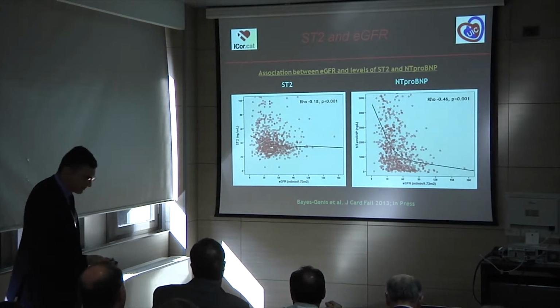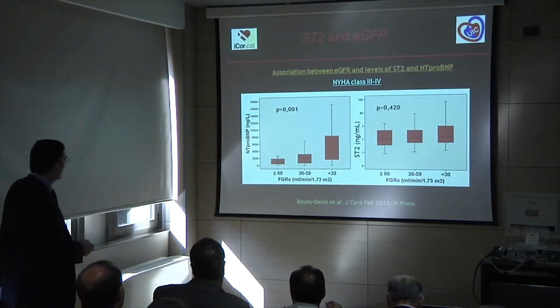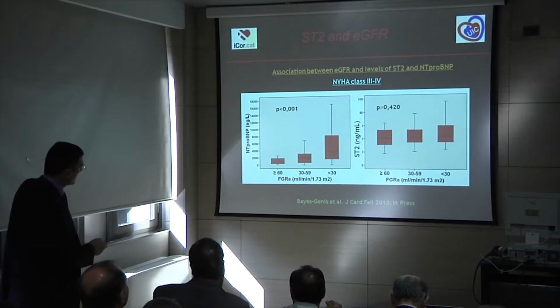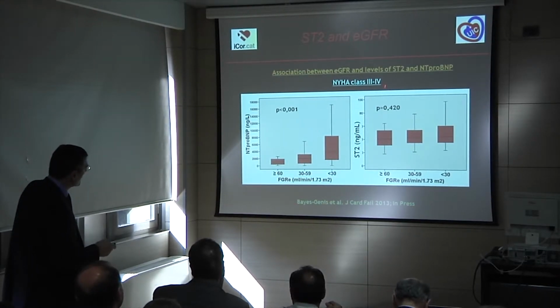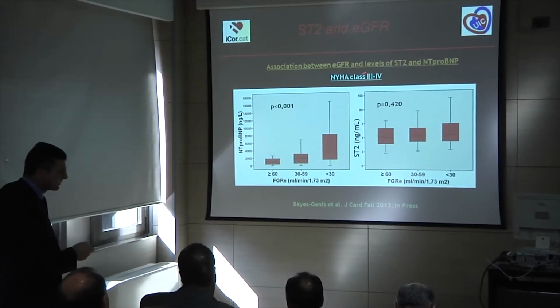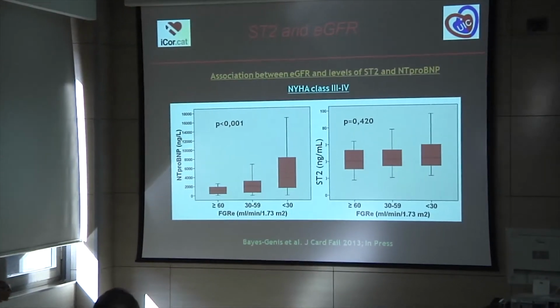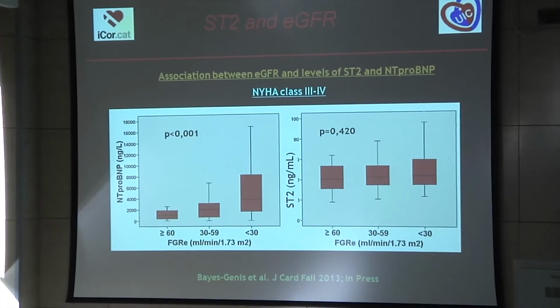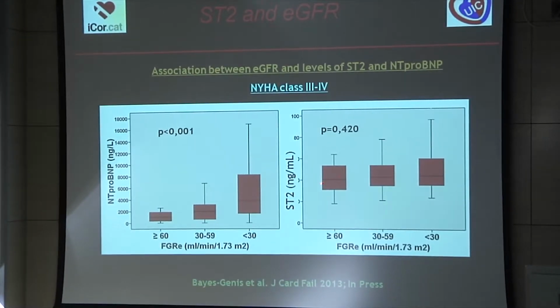When we look at outcomes in this group of patients, just before outcomes, we see that in the worst group of patients, class 3 and 4, which is the subgroup that more often has renal dysfunction, there are no differences in ST2 values between normal, moderate dysfunction and severe dysfunction of the kidney. By contrast, we do see an increase of NT-proBNP in those patients that have worse kidney function.